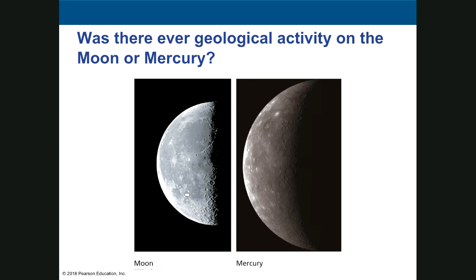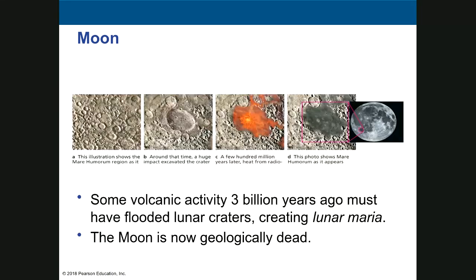But the question is, now that these things are dead, can we conclude that they were alive? And that's what they want to look at. So can we find features that tell us about these things? So if we look here, we can see some evidence of volcanism, right?